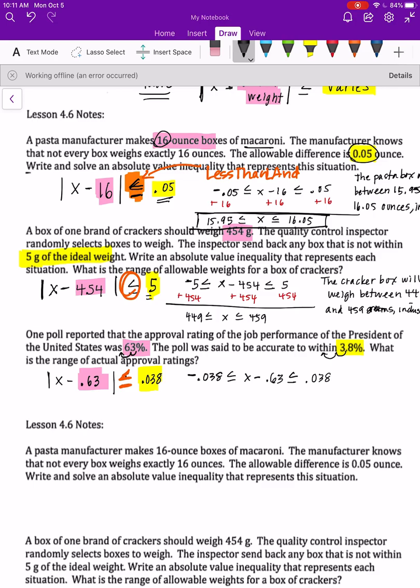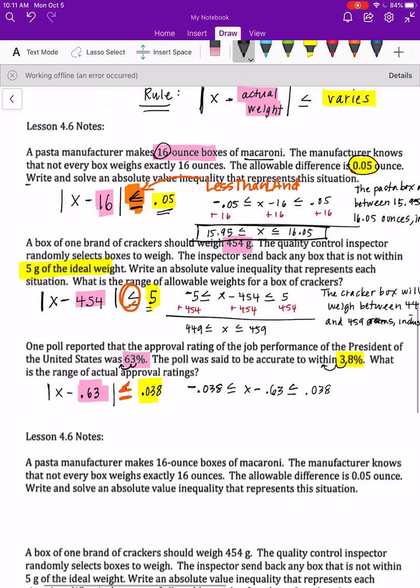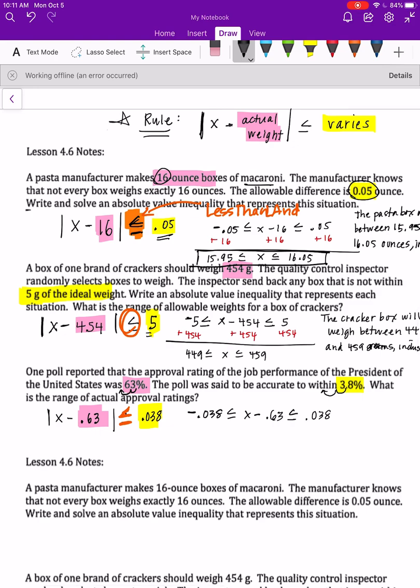I'm just not going to take the time to solve it. All of these happen a lot in manufacturing for sure. They follow that rule, so you just have to plug in and remember that rule.